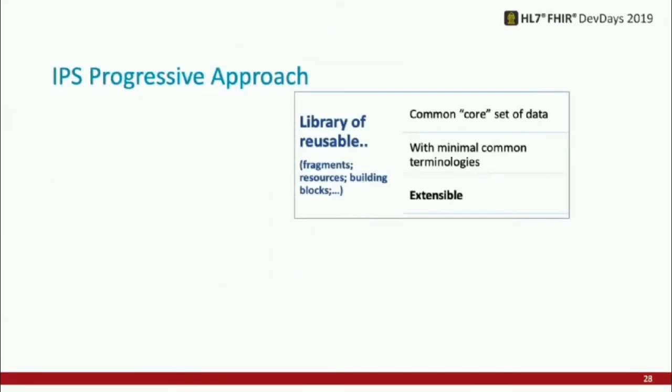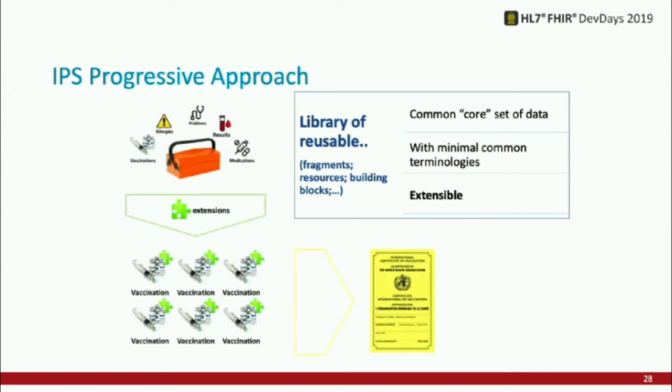So let's see, we can skip over this one, mostly, but I'll say a couple of things about it. We started with the summary as a whole, but we're also looking at how you can make use of individual pieces of that. Can this be a library of reusable, common, core set of data with common terminologies, and have it extensible? Basically, can you use the fragments, the resources, as building blocks? And so in our latest ballot, we're working on moving more in that direction. And so you can see the picture of what that would look like.